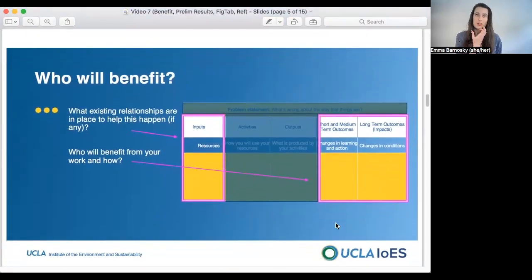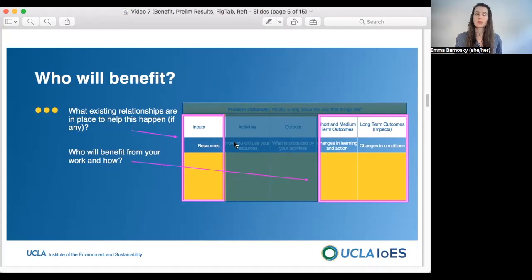Again, we can bring this section back to the theory of change logic model that you created early on in the grant proposal process. And you may find many beneficiaries listed in the inputs and/or in the short, medium, and long-term outcomes. In the inputs, you may have included existing relationships that are in place to help your project happen. And that's not a requirement to include here, but if you did include something there, that would be a good thing to include in the who will benefit section.